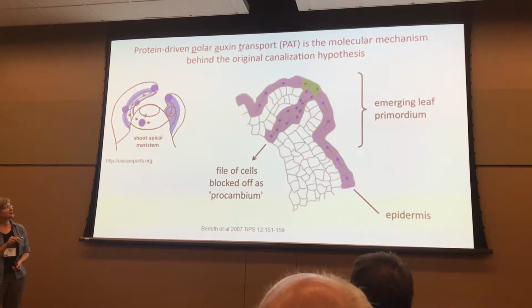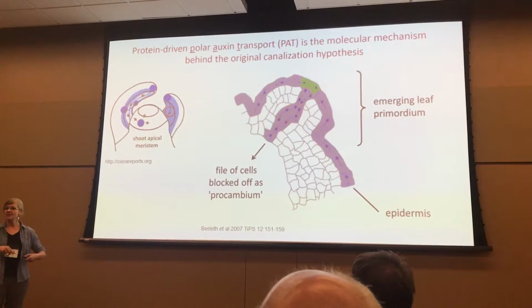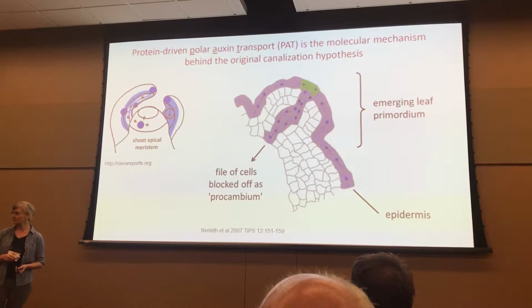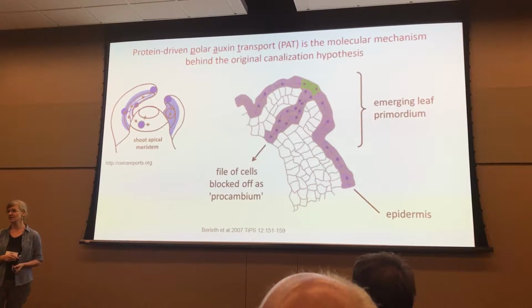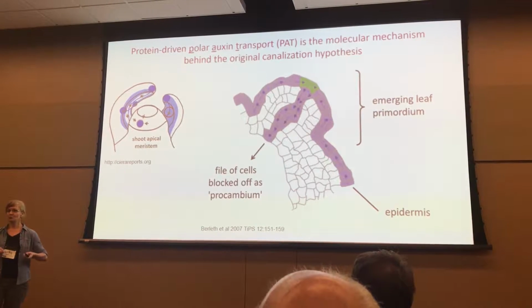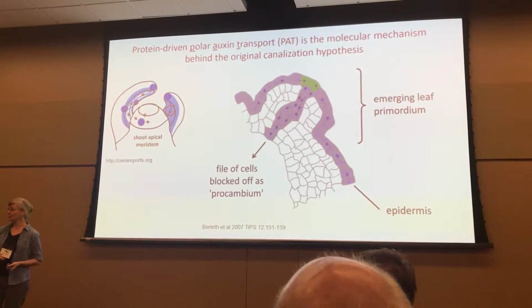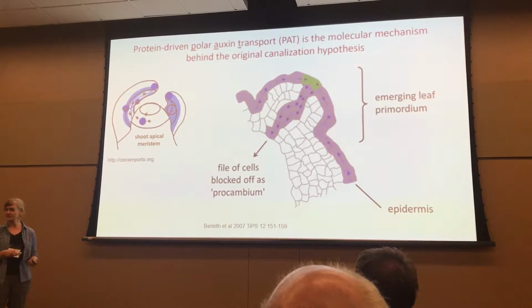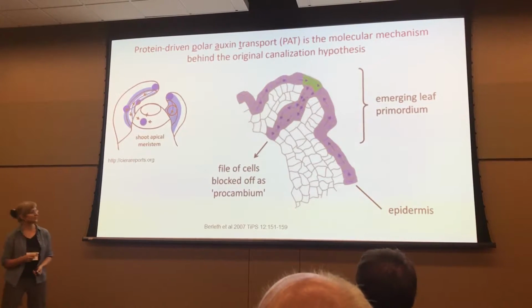It's channeled down into a narrow file of cells that then differentiate into the procambium, which then goes on to differentiate into a vascular bundle. This is the basis of how plants determine where veins form, essentially. It's been beautifully worked out in the shoot apex and in leaves in particular.